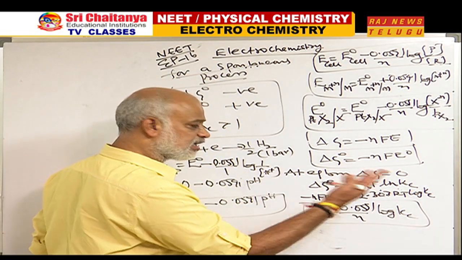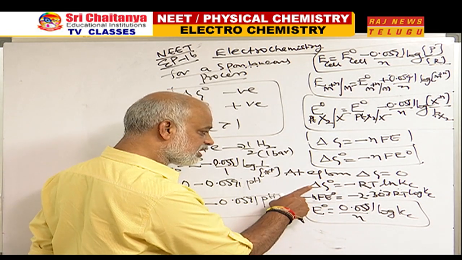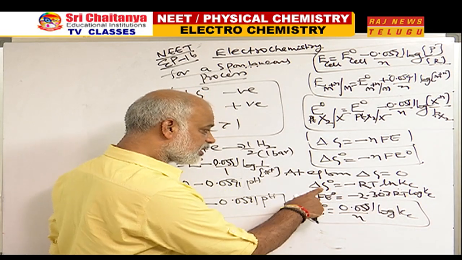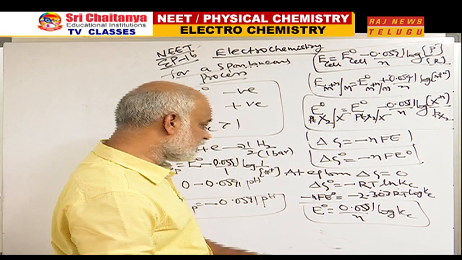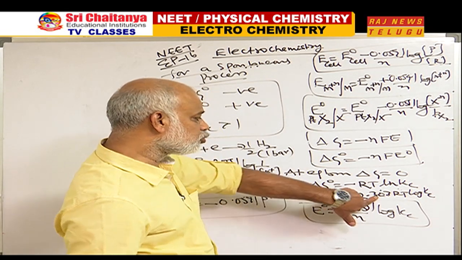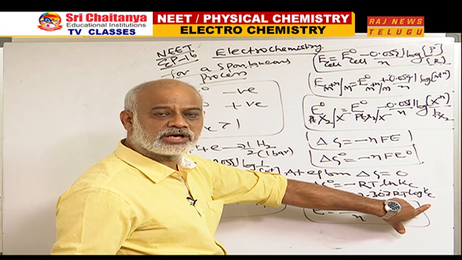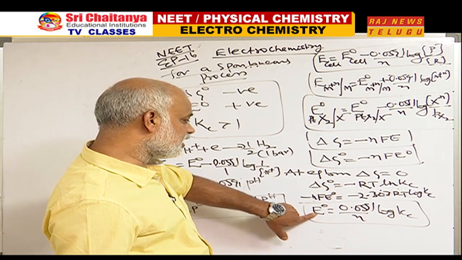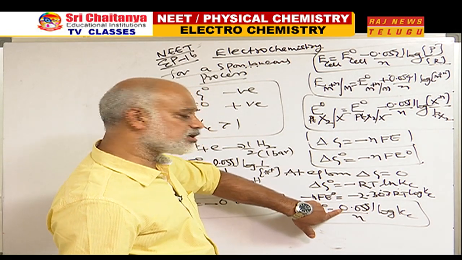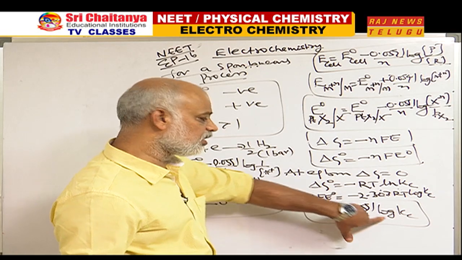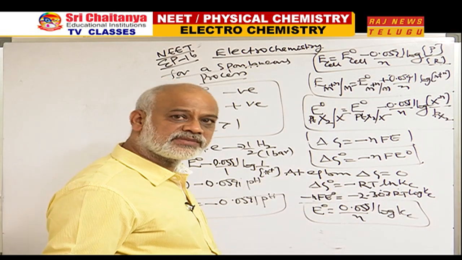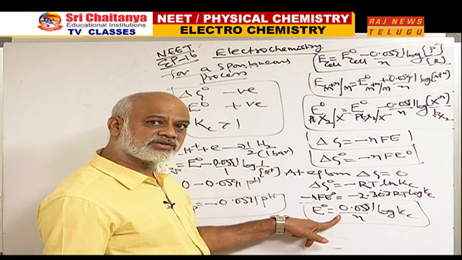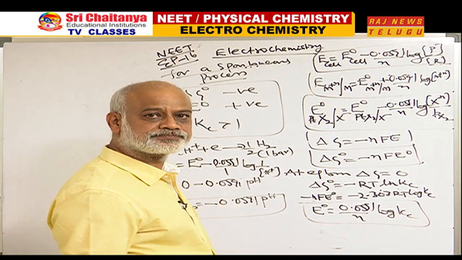So, I am writing delta G is equal to 0, therefore delta G naught is equal to minus RT ln Kc. What is delta G naught? Minus nFE naught. Why 2.303? Natural logarithm to common logarithm. Divide throughout by what? Minus nF. Relation: E naught is equal to 0.0591 by n log Kc. So, what is the relation between equilibrium constant and E naught? E naught is equal to 0.0591 by n log Kc.